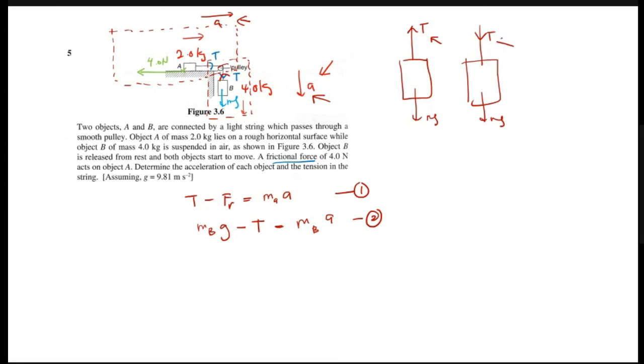In this case, the T is pulling the B. In this other case, the T is pushing the MG downwards. Can you see the difference between them?